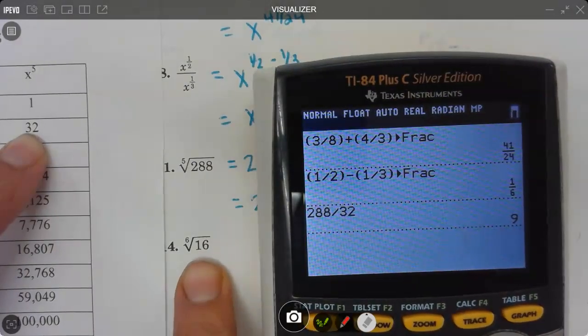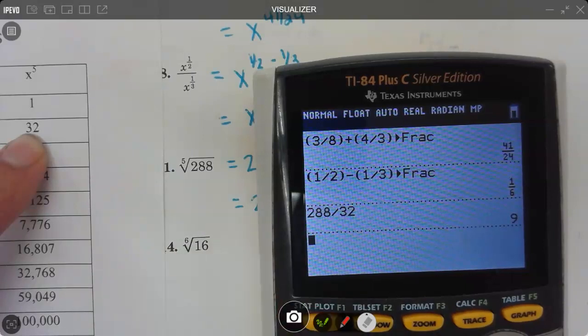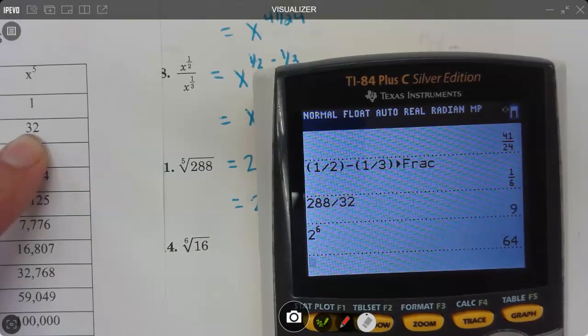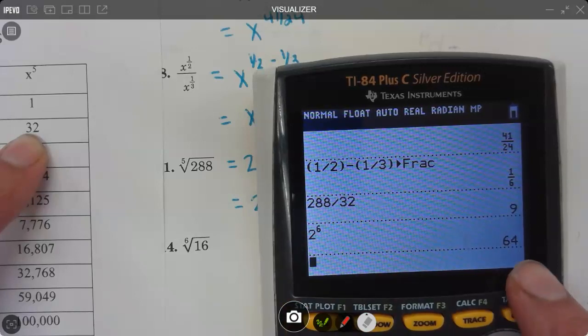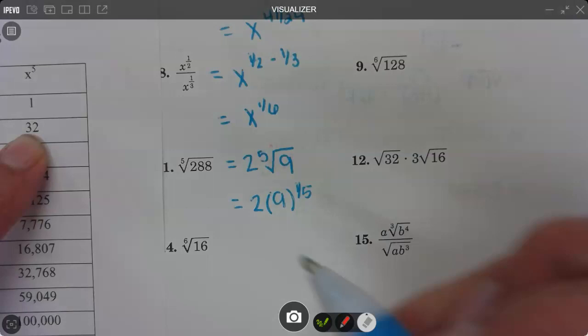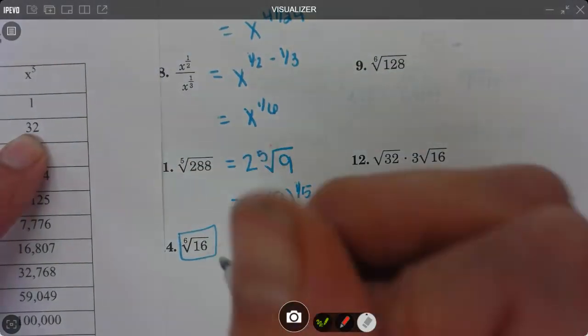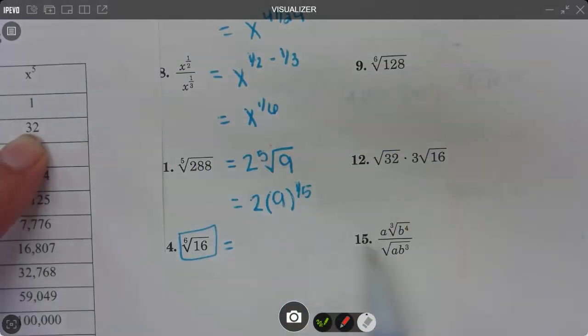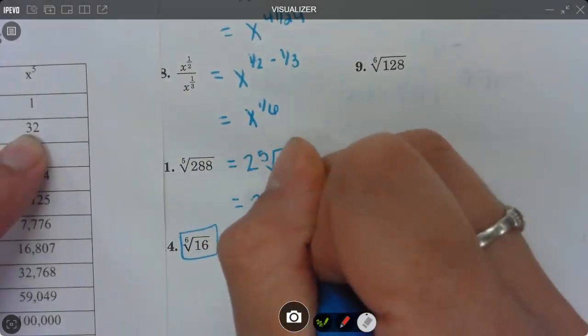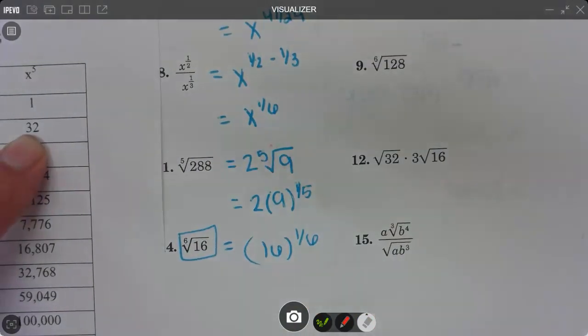Similar to 16, we're looking for a number to the 6th. So my only choice would be 2. 64 is way bigger. Therefore, it does not simplify. If I asked you to write it as a rational exponent, that would be 16 to the 1/6 power.